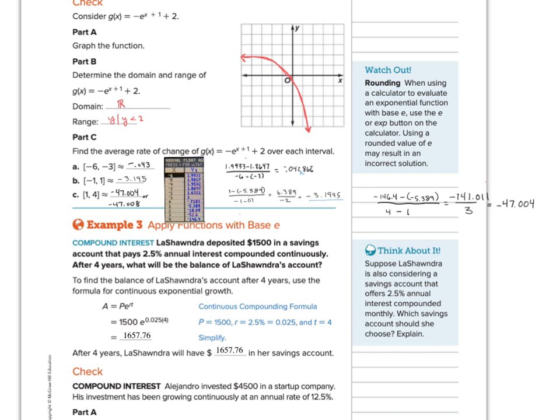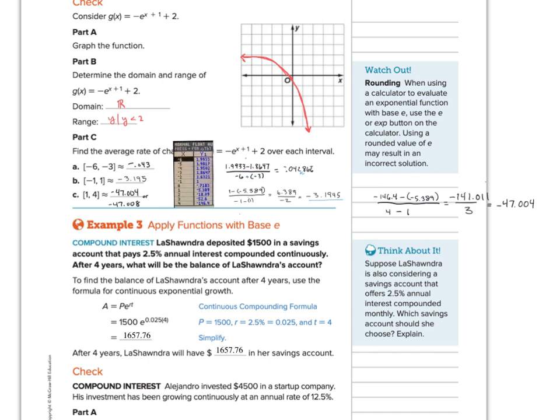If you were to carry it out, not rounding until the very last step, so letting the calculator carry the number forward by using your answer key, you would have ended up with -47.008. So depending on where you're rounding, you could ultimately have a slightly different answer, but in reality, it's so close. Just understand that it's probably a rounding difference. So those are two possible answers that we could have come up with there.